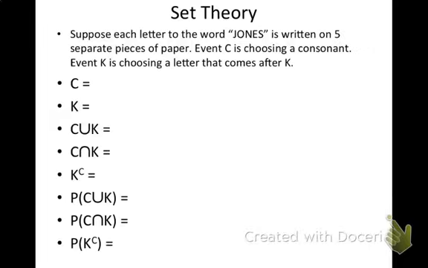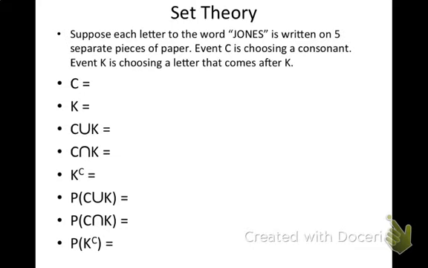So this should look pretty familiar. It's about set theory, and it says suppose each letter of the word Jones is written on 5 separate pieces of paper. The event C is choosing a consonant, which just means anything that's not a vowel. And event K is choosing a letter that comes before K. So when you see just the capital letter itself, it's just asking you to write all the elements that are a part of it.